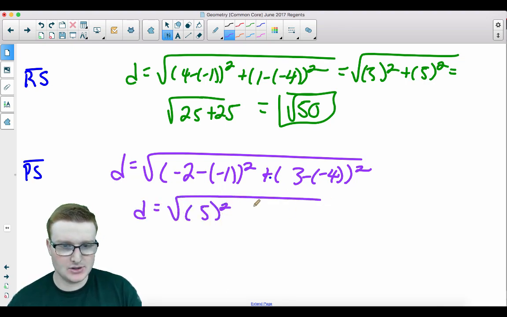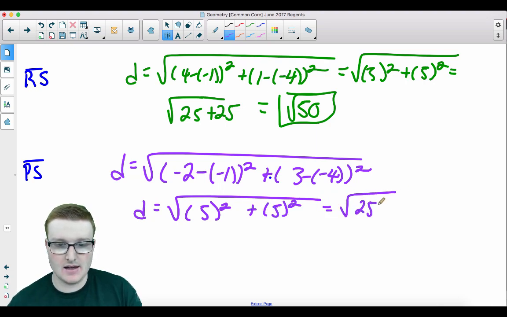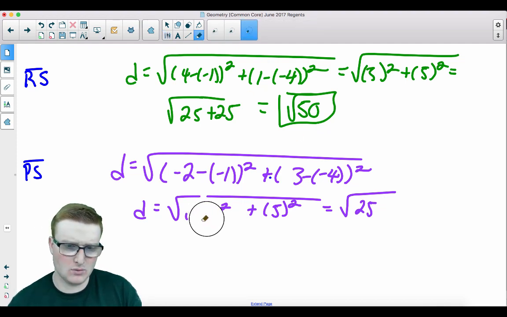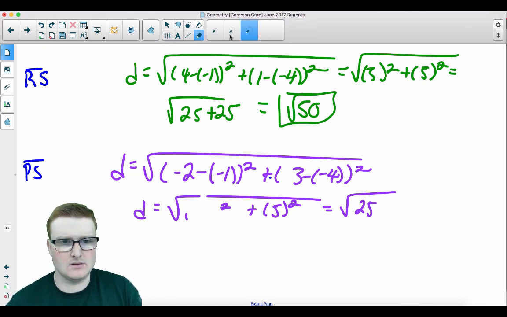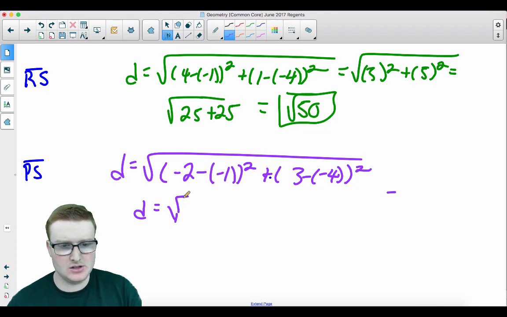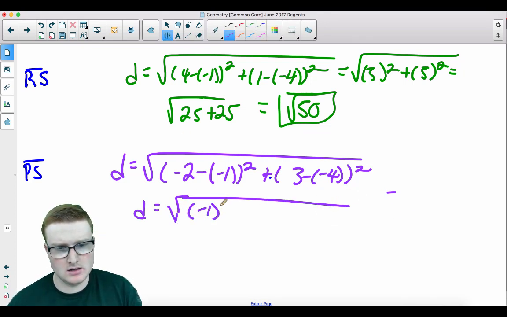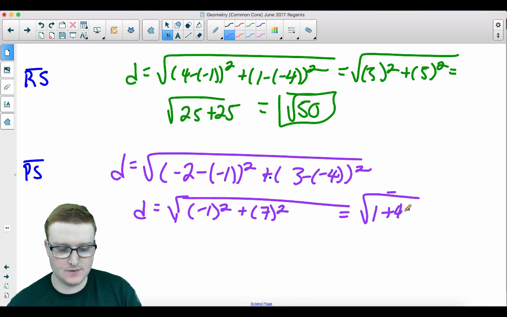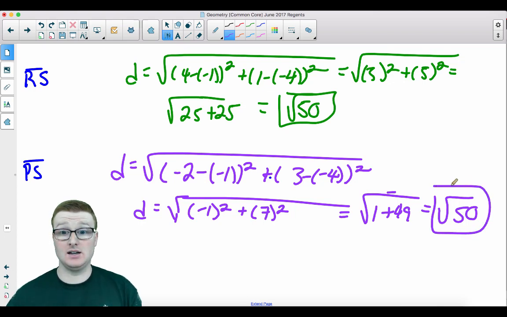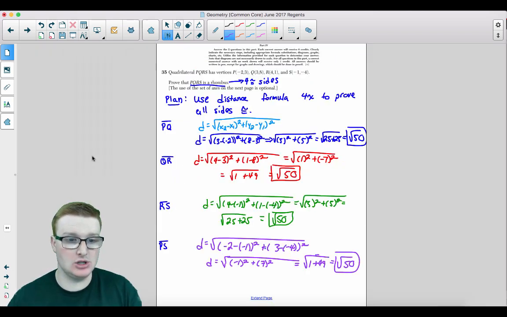That gives us 5 squared plus 5 squared, which is equal to the square root of 25. Wait a minute. No, I'm sorry. That's a -1. My apologies. Back it up. That's the square root of -1 squared plus positive 7 squared. That gives you the square root of 1 plus 49, which is equal to the square root of 50. Oh, perfect. We got 4 sides that are congruent to each other.